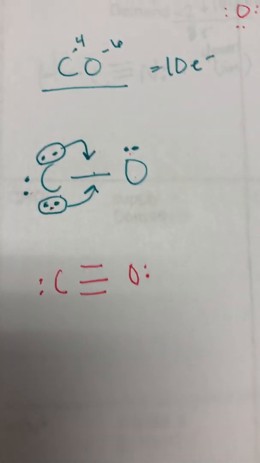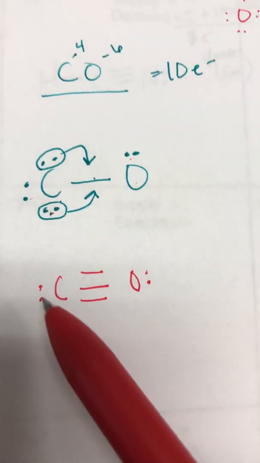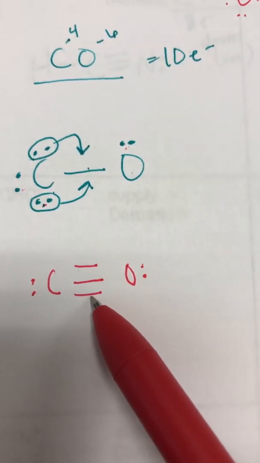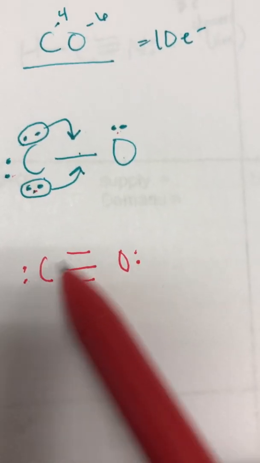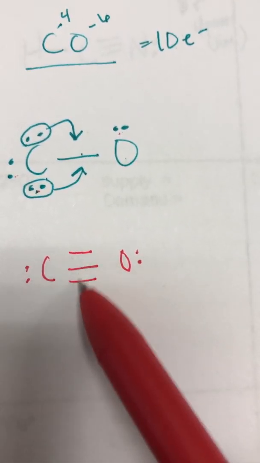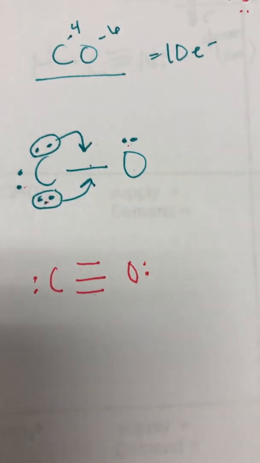So let me make sure that gives me my 10, because I can't have more than 10. 2, 4, 6, 8, 10. So that's 10, and each atom has 8. 2, 4, 6, 8, 2, 4, 6, 8.